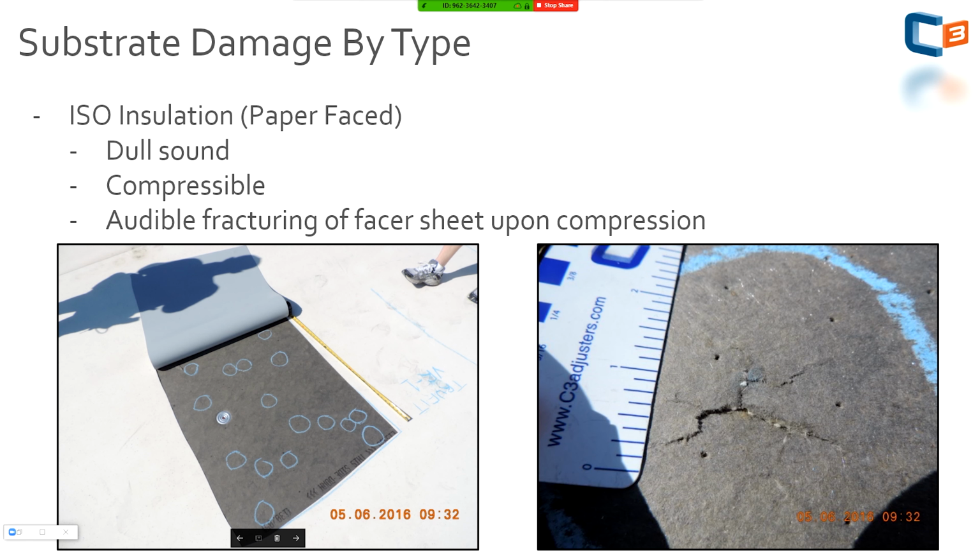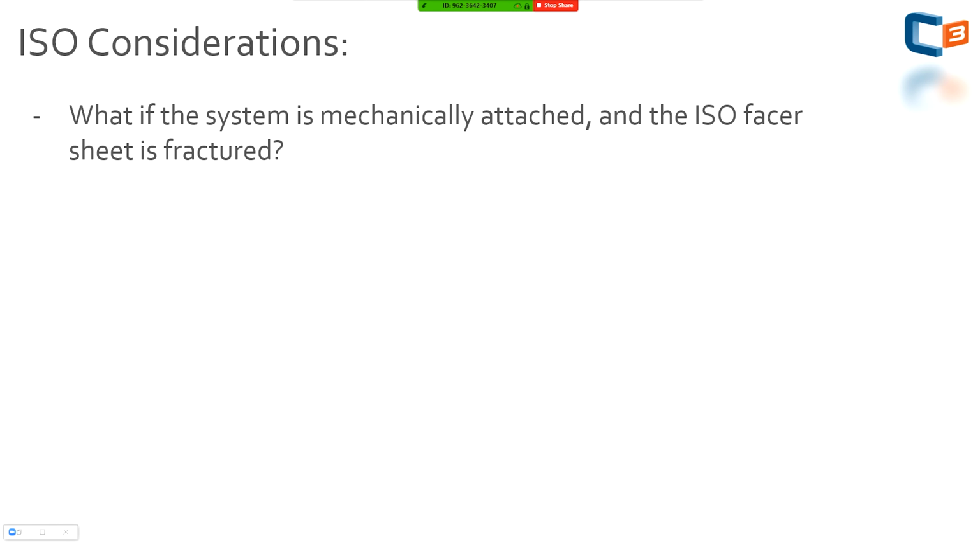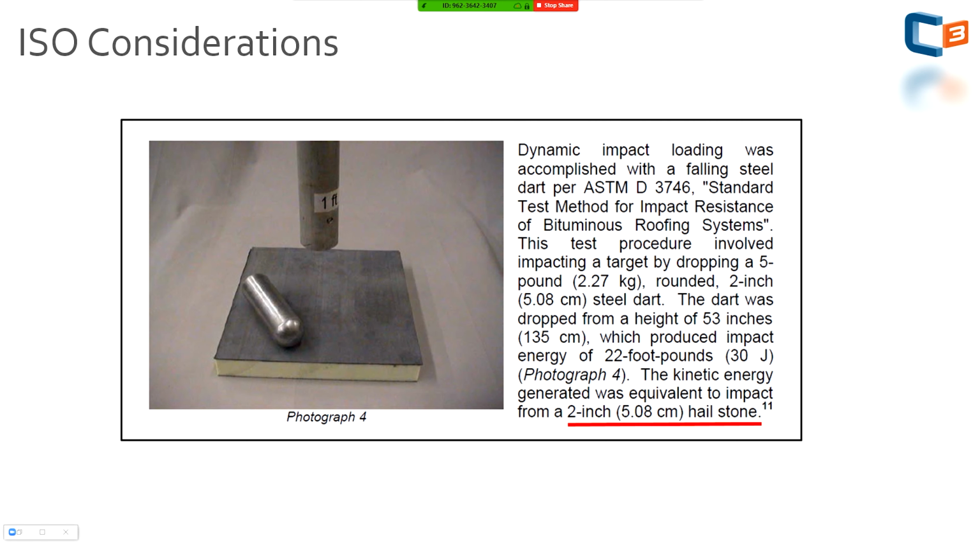But the argument kind of becomes, what's our argument here? If we don't have an uplift argument, is this damage? What constitutes damage here? Is there any data that supports that? So again, what if it's mechanically attached and the sheet is fractured? Well, we go back to Jim Kuhn's reports, and he actually published, again, he's a Carrier engineer. He wrote a report back in the day, I think this was the late 90s, and he did a test method showing what happens when you fracture the facer sheet of polyiso.